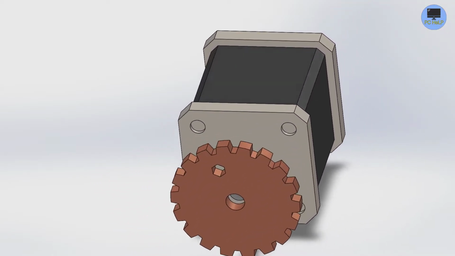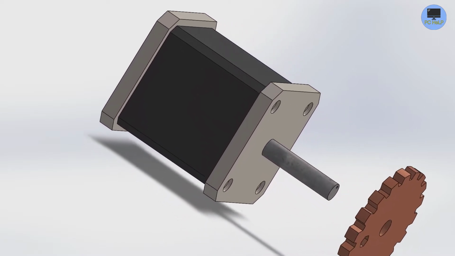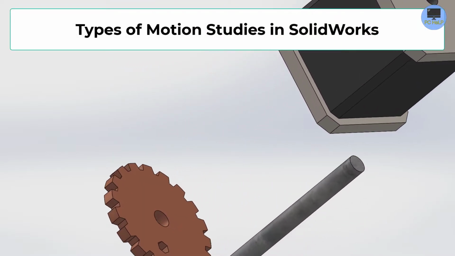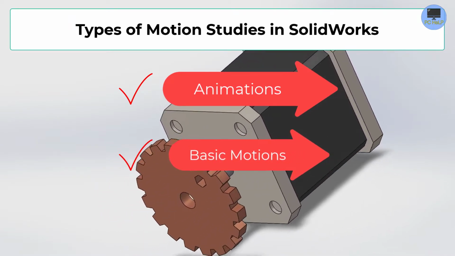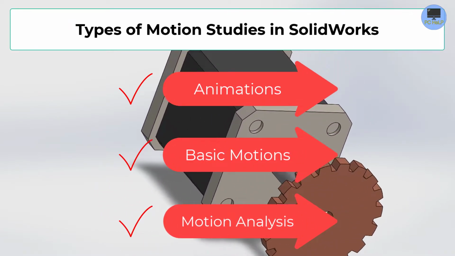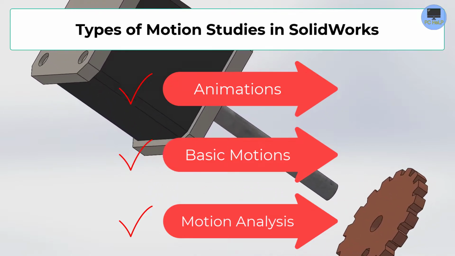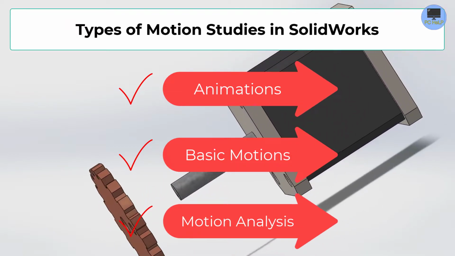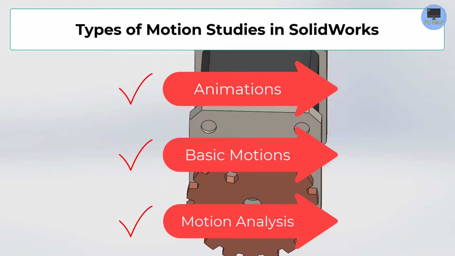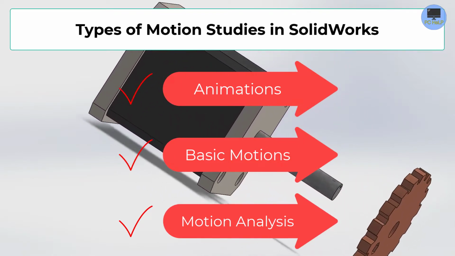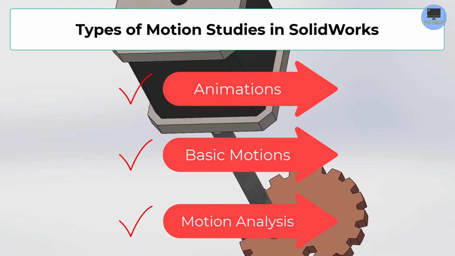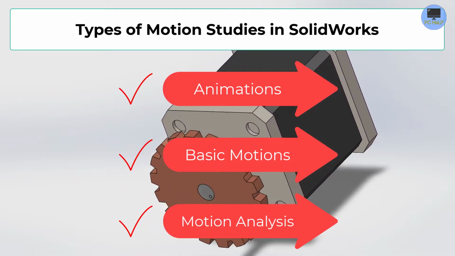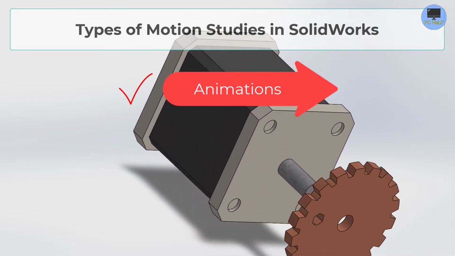SolidWorks Motion Studies allows more complex machines like engines to be designed where every part moves on the correct path. There are three types of motion study: animation, basic motion, and motion analysis. Animation is the simplest. Basic motion includes more information, and motion analysis is the most complex. Animations are primarily for visual applications, presentations, etc. Motion analysis can be used to calculate various forces on assemblies and to generate plots for different parameters. This SolidWorks Motion Study tutorial will cover the animation part only.